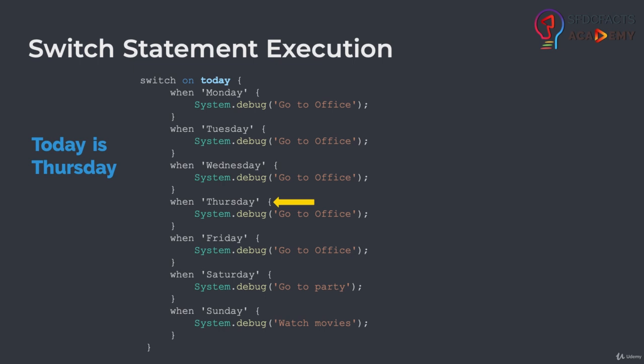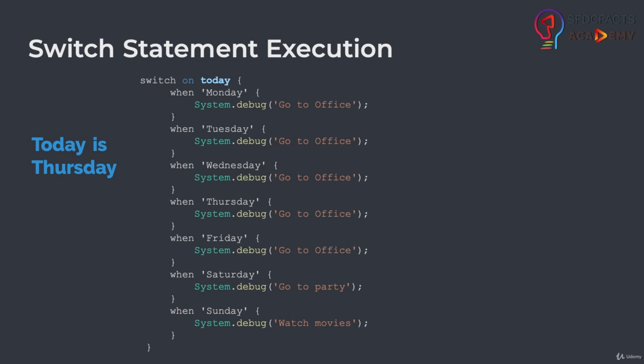Then it will check if today is Wednesday, which is again false. So then it will move to the next comparison. And here it will find out that today is Thursday and I have found out the correct when block. So it will execute this debug statement from this when block. And once it executes all the statements from a when block, it doesn't go any further. It doesn't go to compare the remaining values. So it will never go to when Friday, when Saturday, when Sunday. It will directly print the statement from the Thursday when block, and then it will be the end of this switch when statement execution.